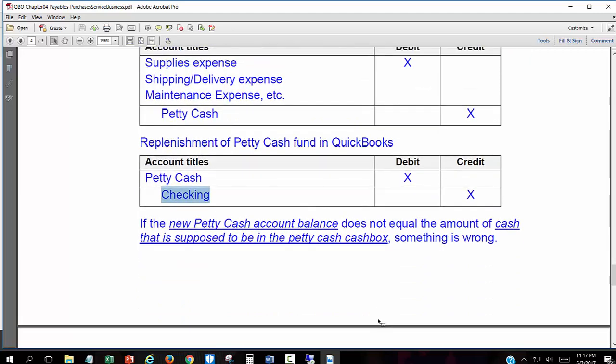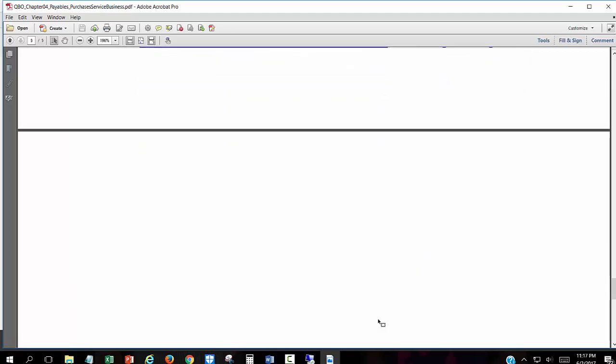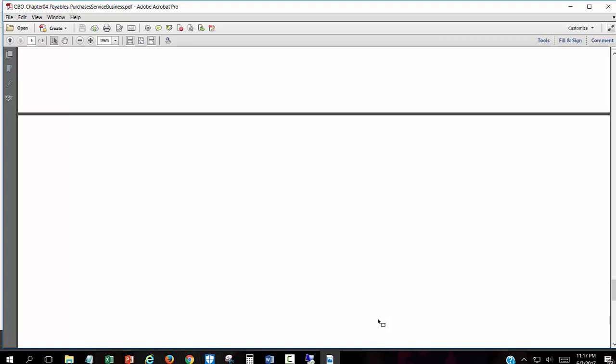Okay, this is a quick overview of the QuickBooks Payables and Purchases cycle. Hope it helps. Thanks.